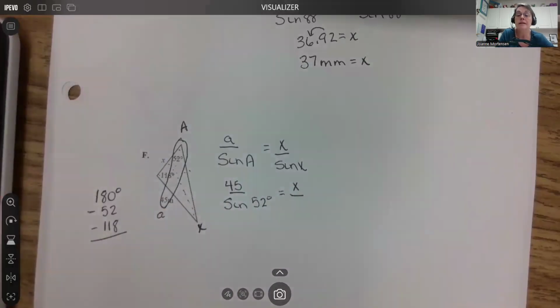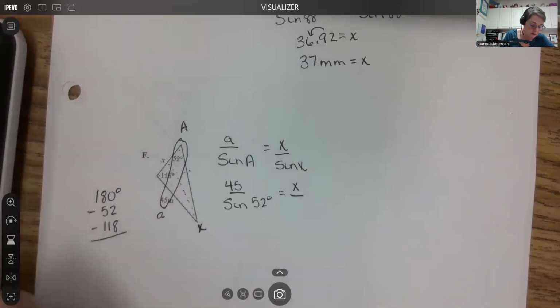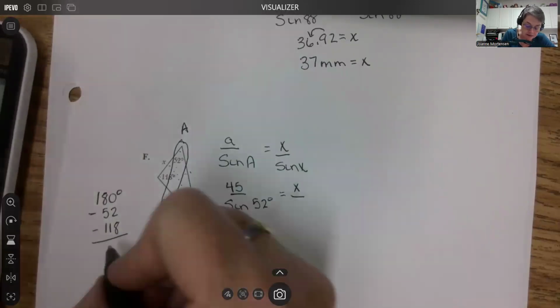You know what? You get a question and you just got nothing. You have no idea what to do. If there's two angles in a triangle, calculate the third. It's probably going to help you. 180 minus 52 minus 118, 10 degrees.